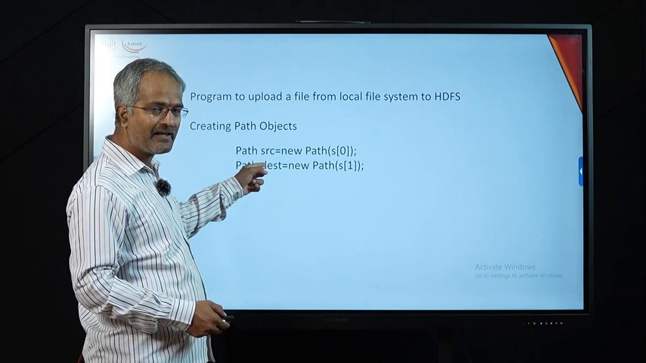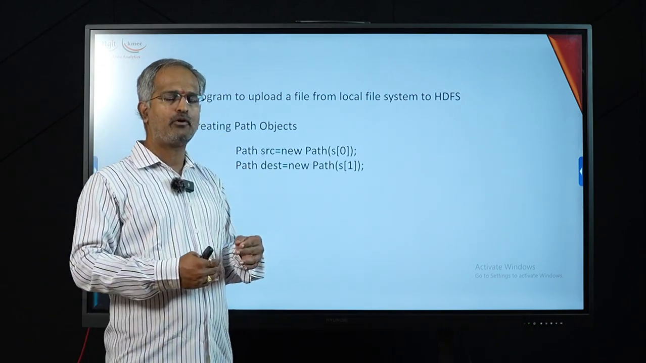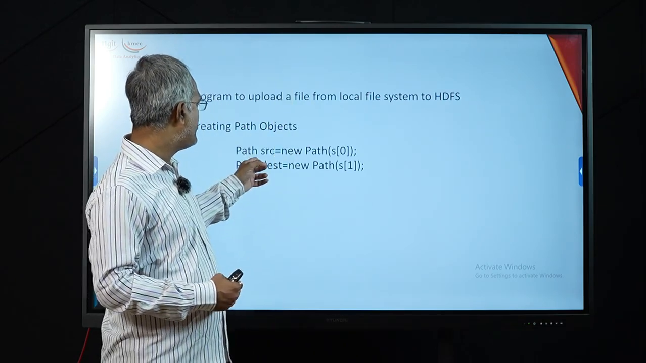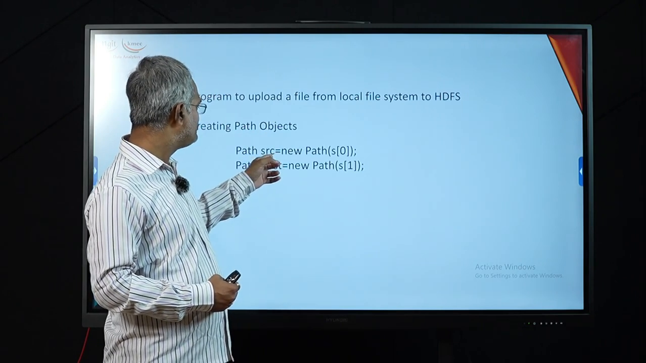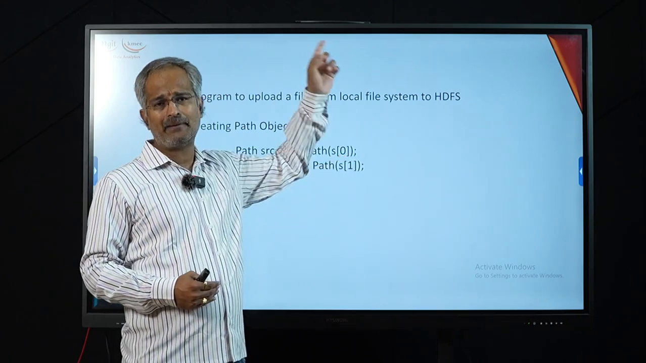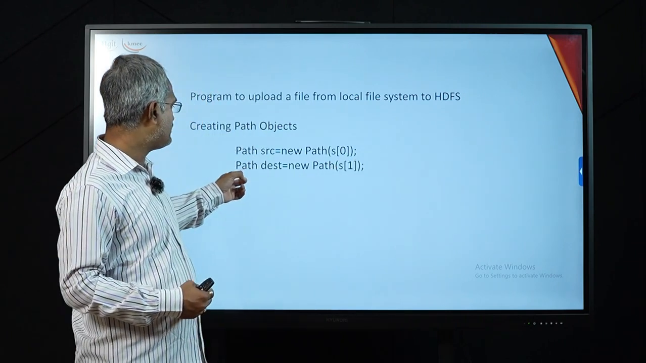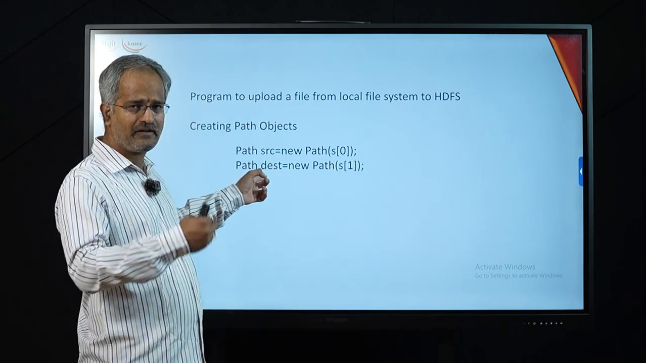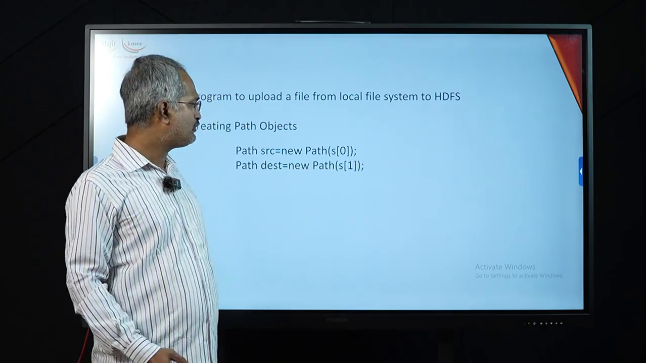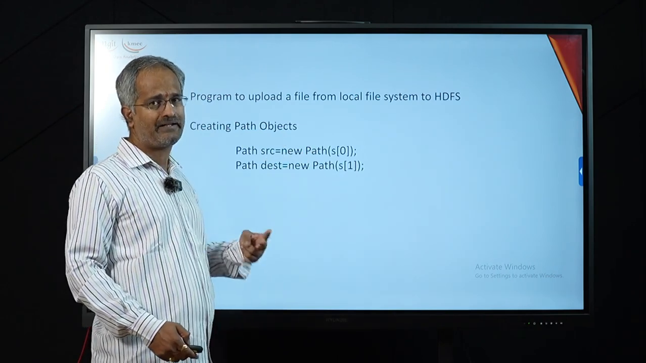So Path src is the source. Source means, in our program we are uploading the data from the local file system into HDFS. Because of that, Path src = new Path(s[0]). What is this s[0]? This is the command line argument we are taking from main. And the destination is the HDFS path: new Path(s[1]). So we are creating two path objects, source and destination.